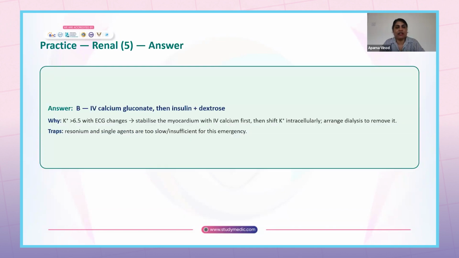So you should go ahead with IV calcium gluconate and then insulin dextrose, because our primary importance in hyperkalemia is to prevent or avoid a cardiac arrest. So you need to stabilize the myocardium with calcium gluconate, then shift the potassium from the blood into the cells, and then finally excrete it from the body using potassium binders.